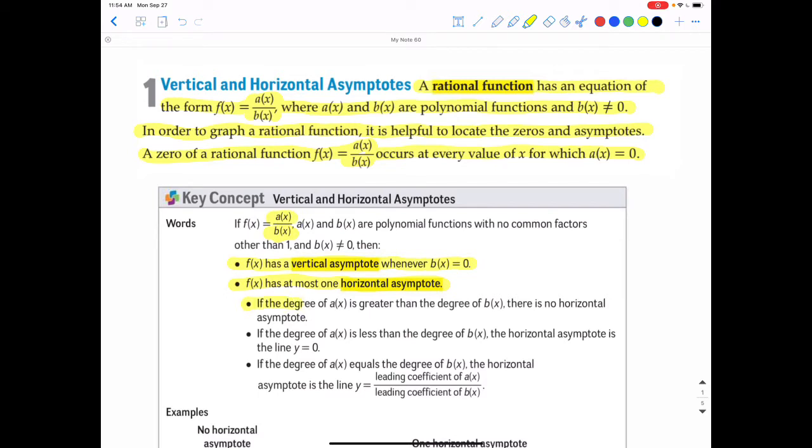So if the degree of the numerator is greater than the degree of the denominator, there is no horizontal asymptote. If the degree of the numerator is less than the degree of the denominator, then the horizontal asymptote is at the line y equals 0, otherwise known as the x-axis. And if the degree of the numerator equals the degree of the denominator, the horizontal asymptote is the line y equals the leading coefficient of the numerator over the leading coefficient of the denominator. And below there are several different examples.